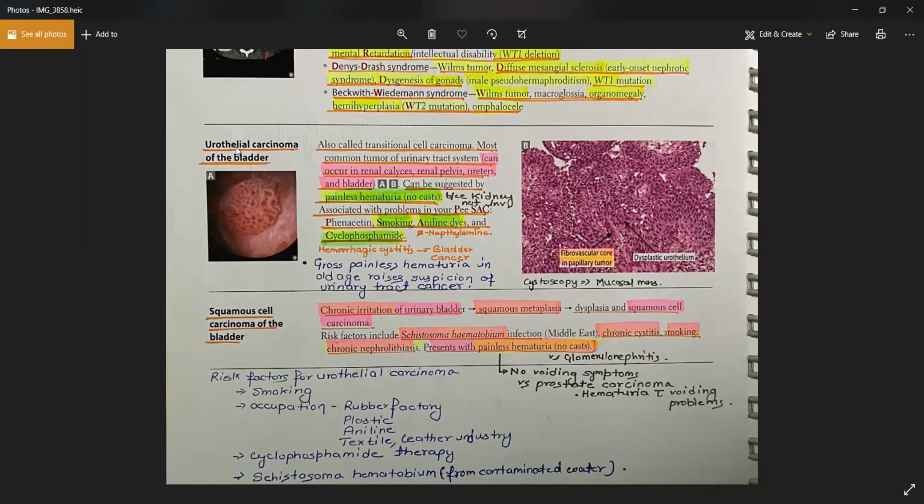If the patient is a factory worker, it can happen because of a rubber factory, plastic factory, aniline dye, or a textile or a leather industry. They all can cause urothelial cancer. Smoking, if the patient has a smoking history, then please note for urothelial cancer, and RCC, they have a very strong association with smoking also. So smoking, aniline dye, occupational hazard, cyclophosphamide, they all can cause urothelial cancer.